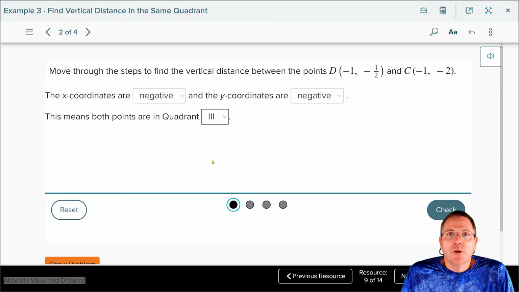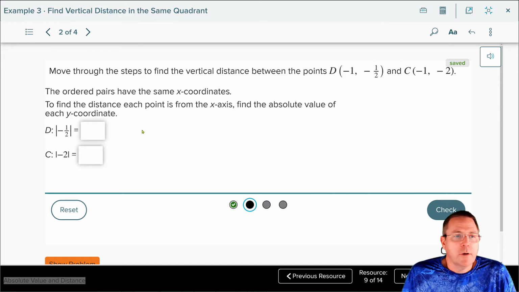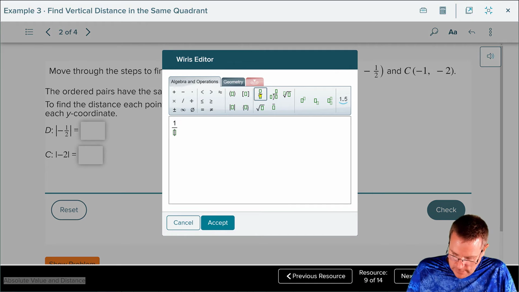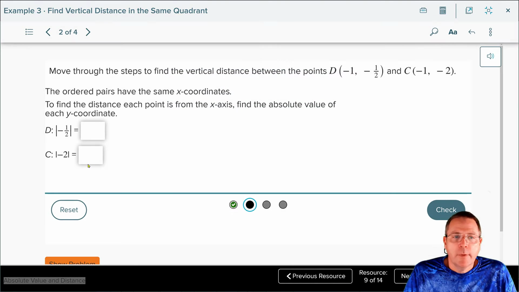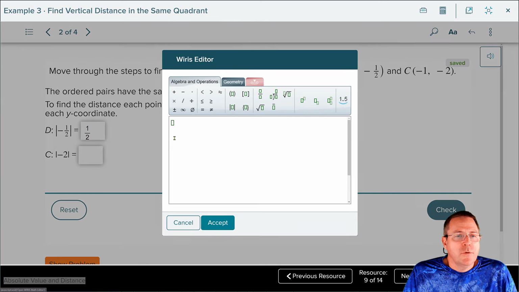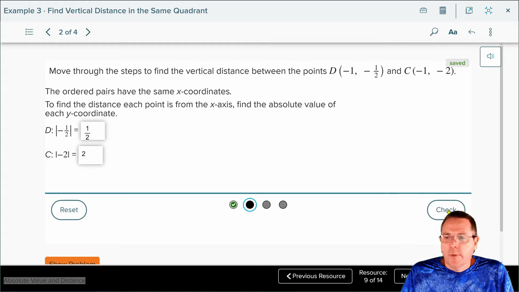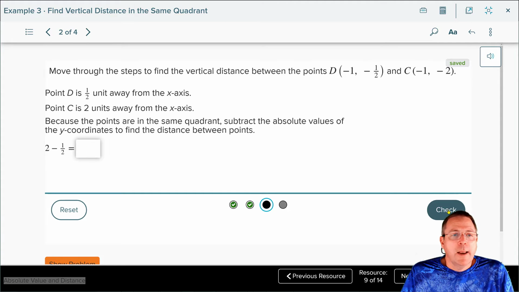That means that we can use the subtraction approach because they are all in the same quadrant. So from here we can say the absolute value of negative 1/2, that negative 1/2 came from D's y value right here, is going to be positive 1/2. The absolute value of negative 2 is going to be a positive 2. And then from there, check that. That works. Now all we have to do is subtract those numbers because they are in the same quadrant.